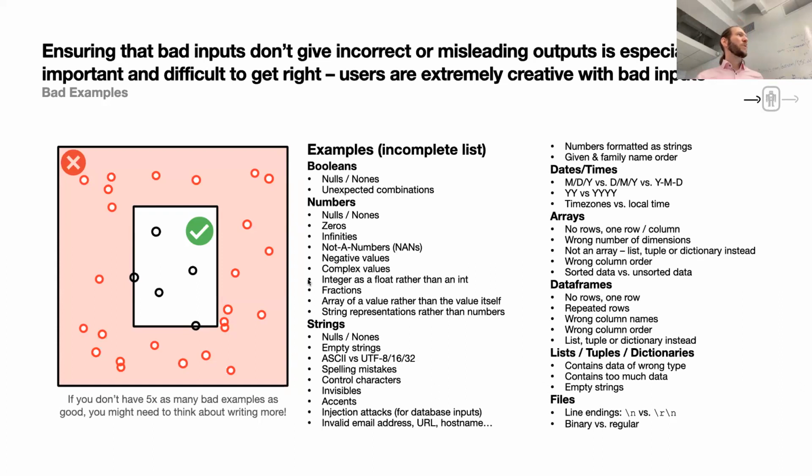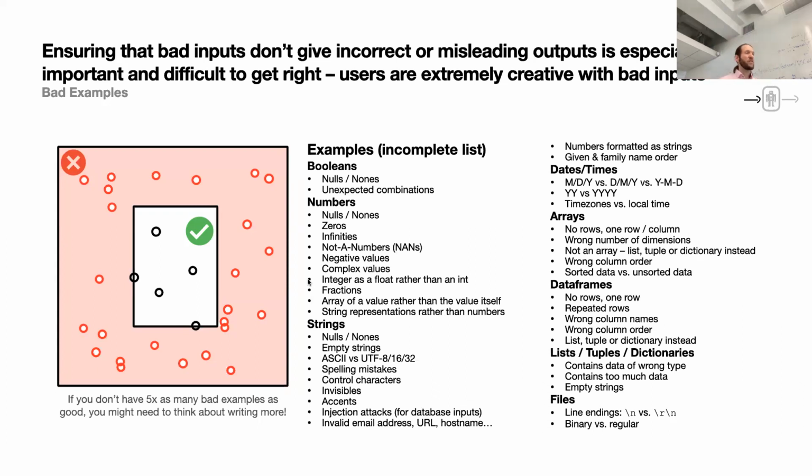If you're dealing with Booleans, you're expecting true or false values, maybe you give it a none, or an unexpected combination of Booleans. Maybe you always expect two trues and then a false, or the other way around, but maybe give it a weird combination. And if that doesn't work in the right way, maybe you need to modify your code.